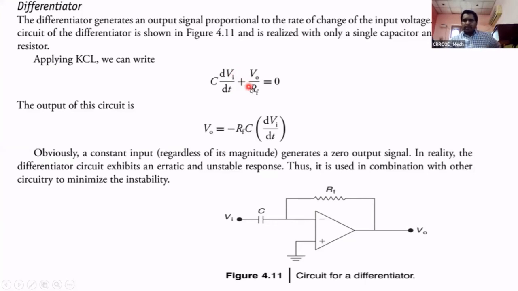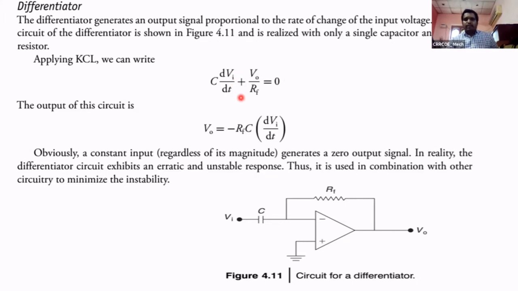You can see that the negative term, which is on the right hand side, is moving towards the left hand side, that is plus. By using I1 is equal to I2, you know that. What is I1? C into dV by dt. What is I2? Minus V0 by Rf. The minus term which is moving from right side to left side is plus.